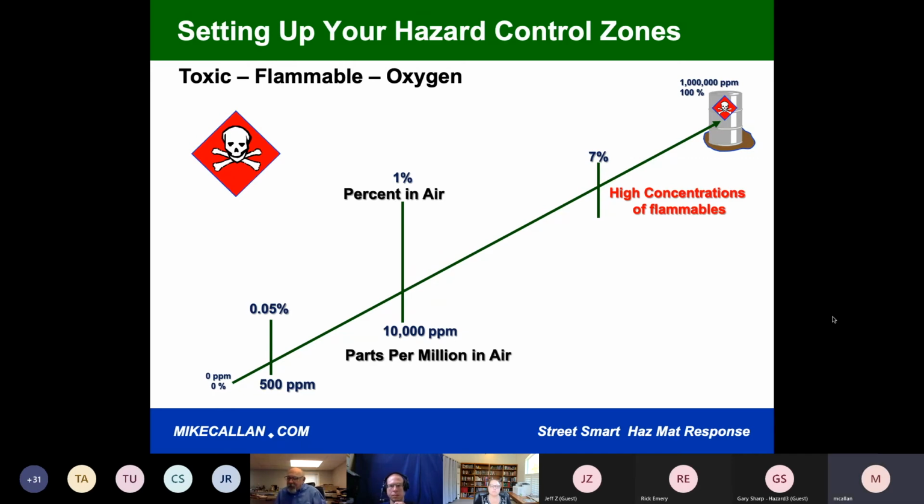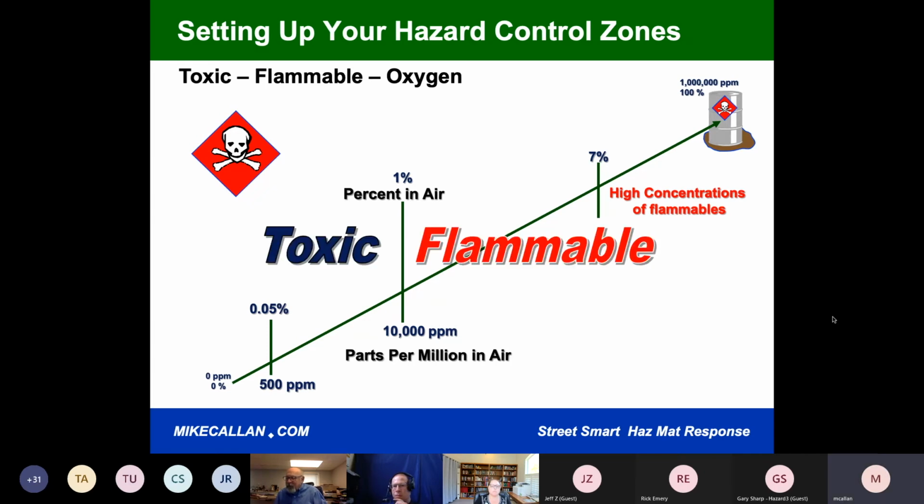So what I try to do with this slide is I say the first thing, give me 2 clicks, Rich, is that 1% in the air for me is what I call the street smart delineation between the world of toxicity and the world of flammability. You're going to measure below 1% in the air lots of parts per million. And if you go above 1% in the air, you're going to start seeing flammable ranges.